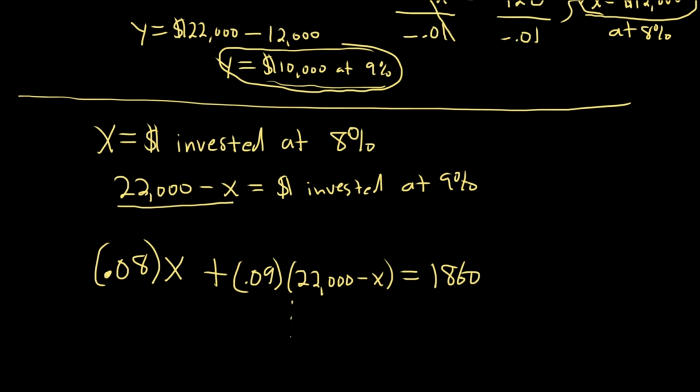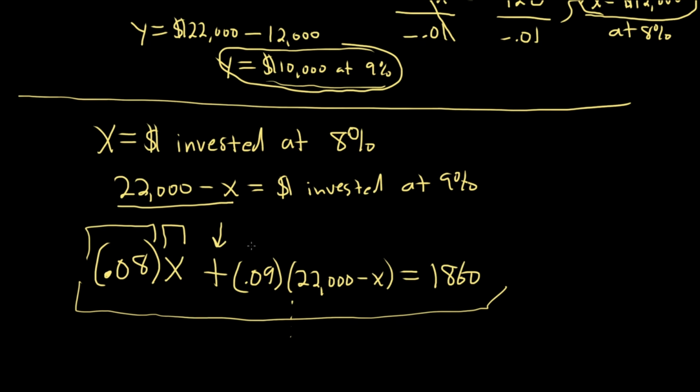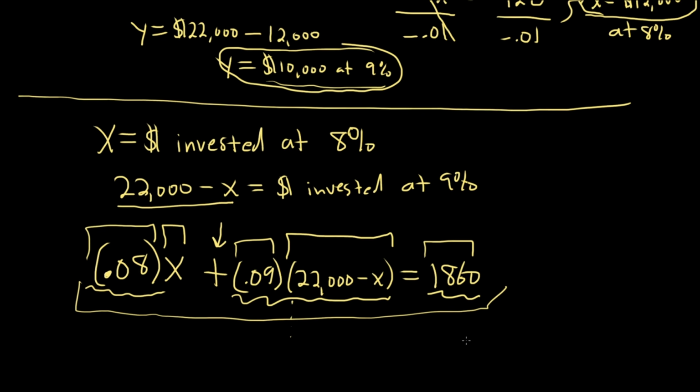So a little bit shorter, but I think this equation is harder for people to understand. Again, 8% of the amount you invested at 8% plus 9% of the amount you invested at 9% equals the total money earned. So this is the money earned at 8% plus the money earned at 9% equals the total money earned. A harder problem, and hopefully it made sense.